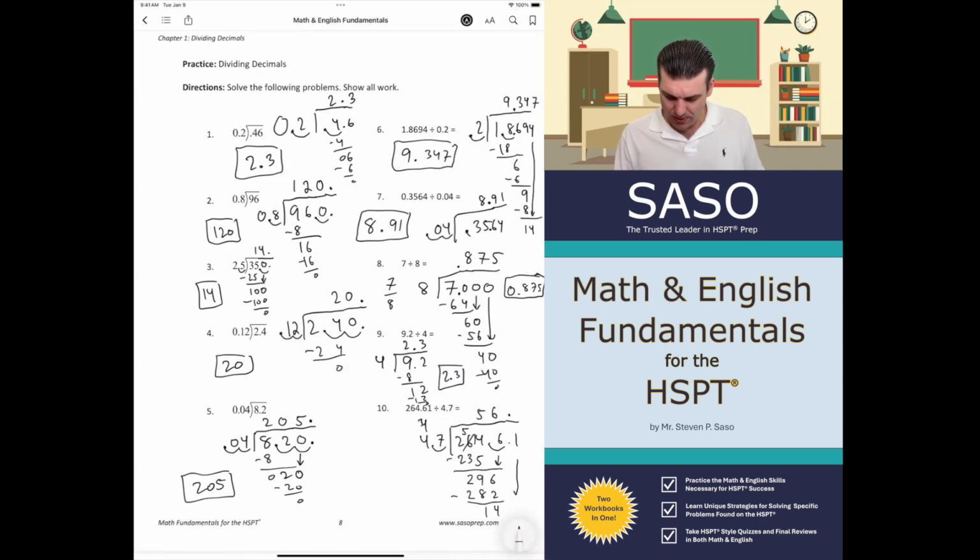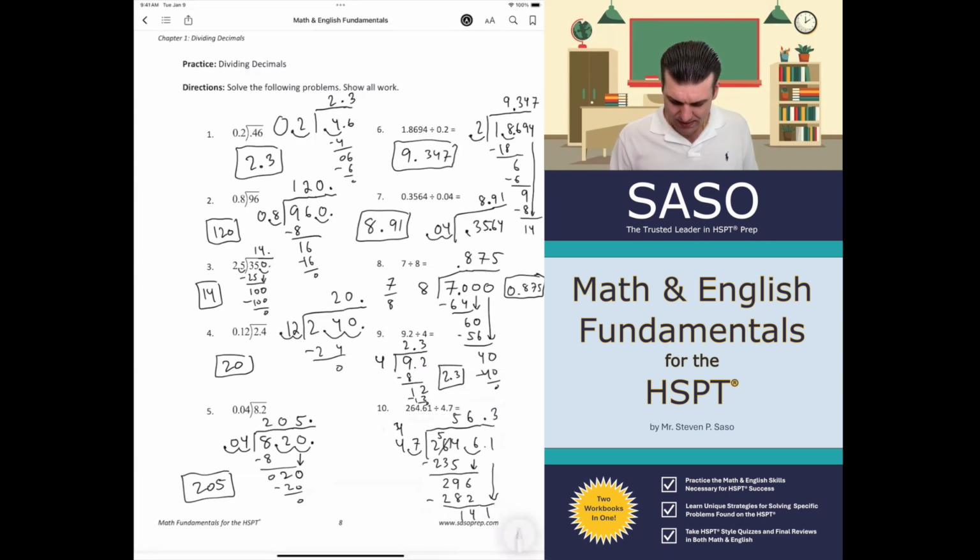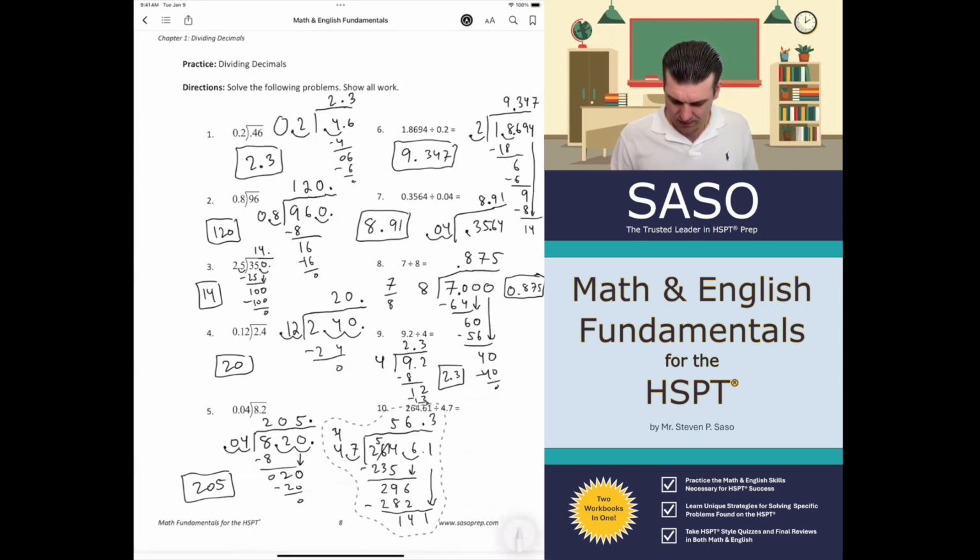And our last one here, I'm going to bring down the 1. All right. Should go in evenly here. Looks like it's going to be about a 3, right? I'm running out of room here. Let me see. What can I do? I'm going to have to shift this all over. Okay. Let me grab all this. Move it right over here for us. Okay, there we go.